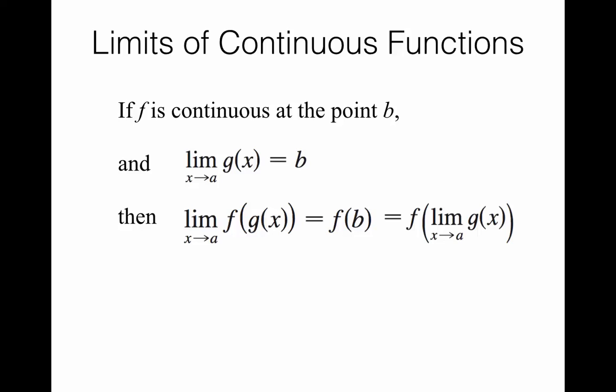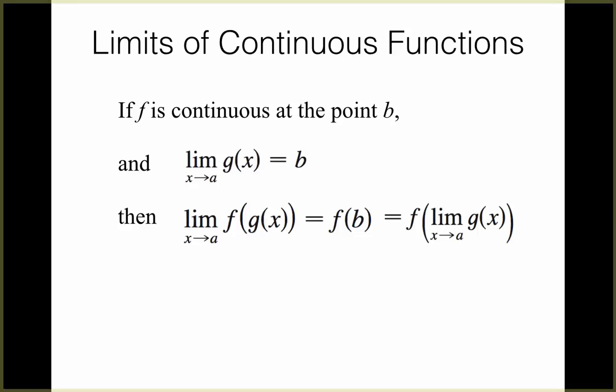So the last statement that we just saw about the composition of continuous functions being continuous is a consequence of this fact. If f is continuous at the point b and the limit as x approaches a of g of x equals b, then the limit of f composed with g of x as x approaches a equals f of b. In other words, that equals f of the limit of g of x as x approaches a.